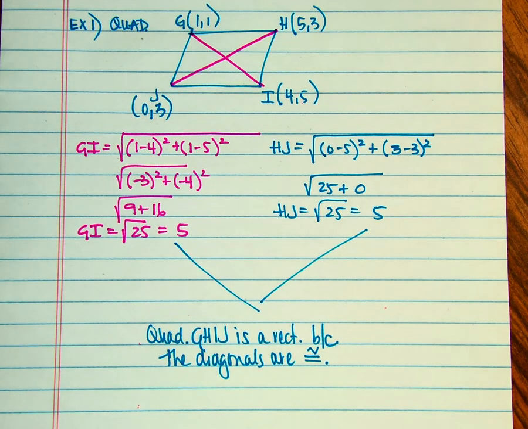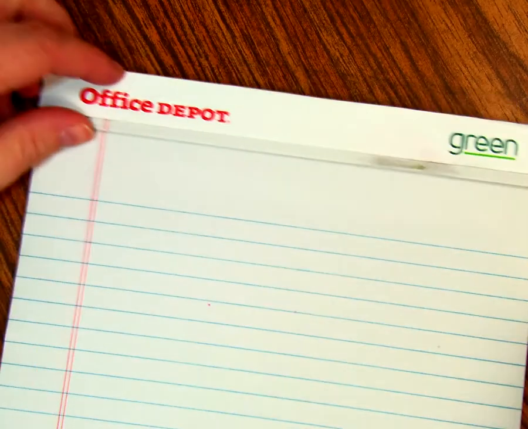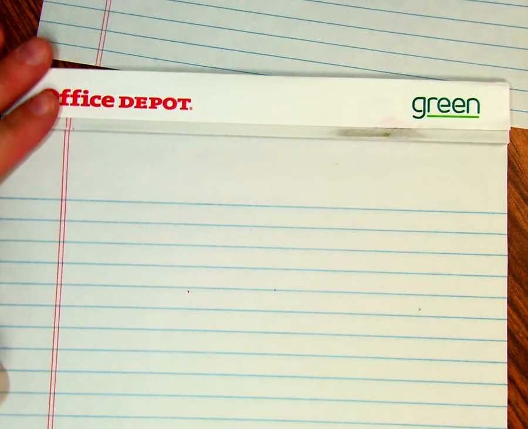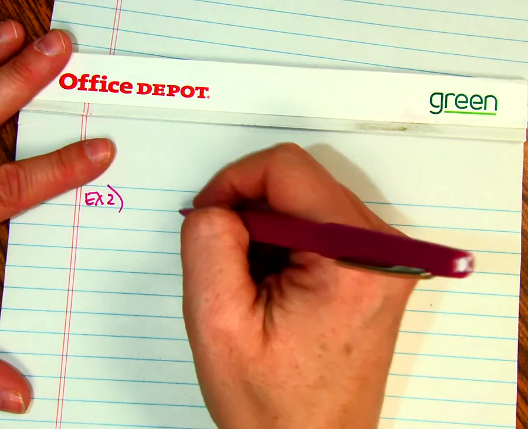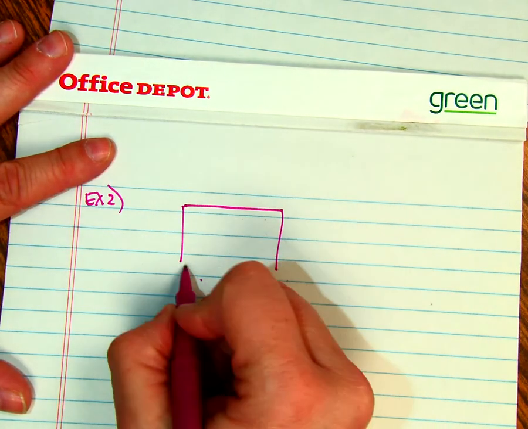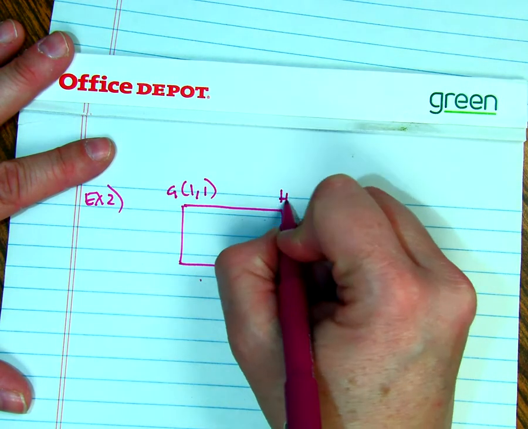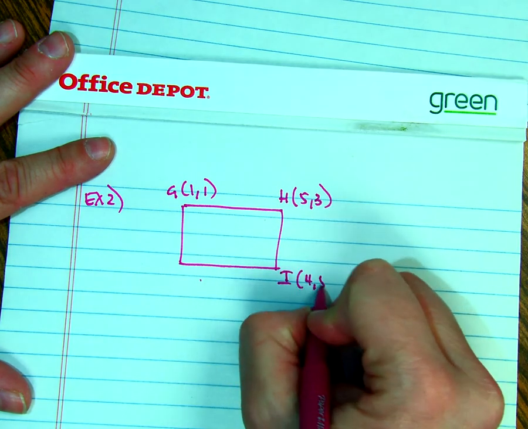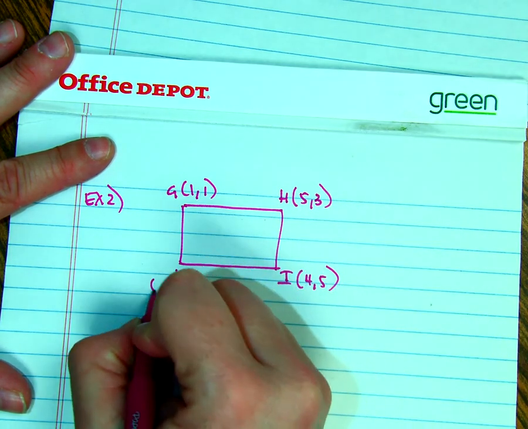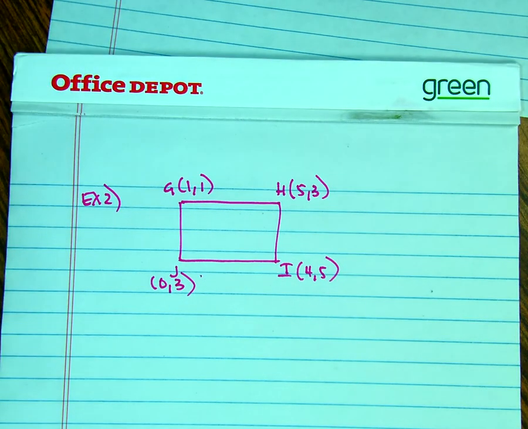So how would I show that we have 4 right angles? What would I have to show? I'm going to use the same diagram, so we're going to label this as example 2. I'm going to use the same points. So I have G at 1, 1, H at 5, 3, I at 4, 5, and J at 0, 3. So how else can I prove that this is or is not a rectangle? And that's by proving the 4 right angles.